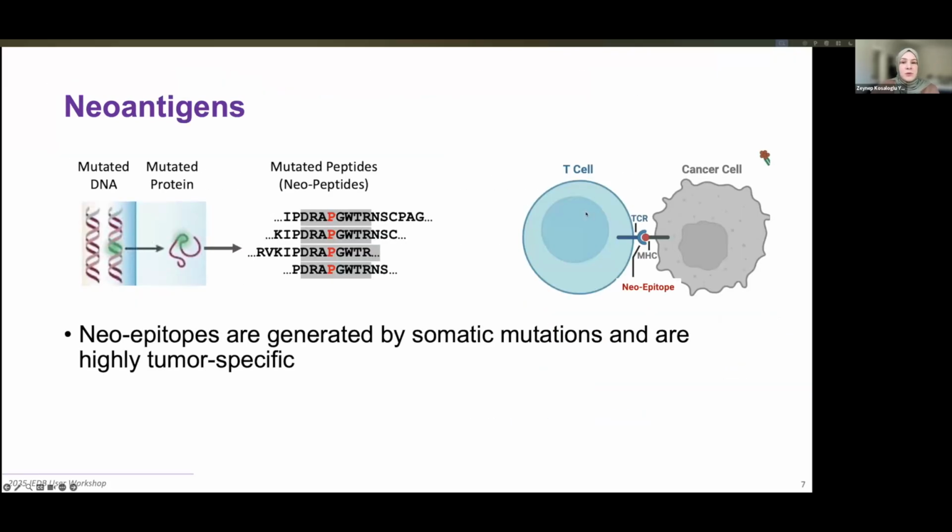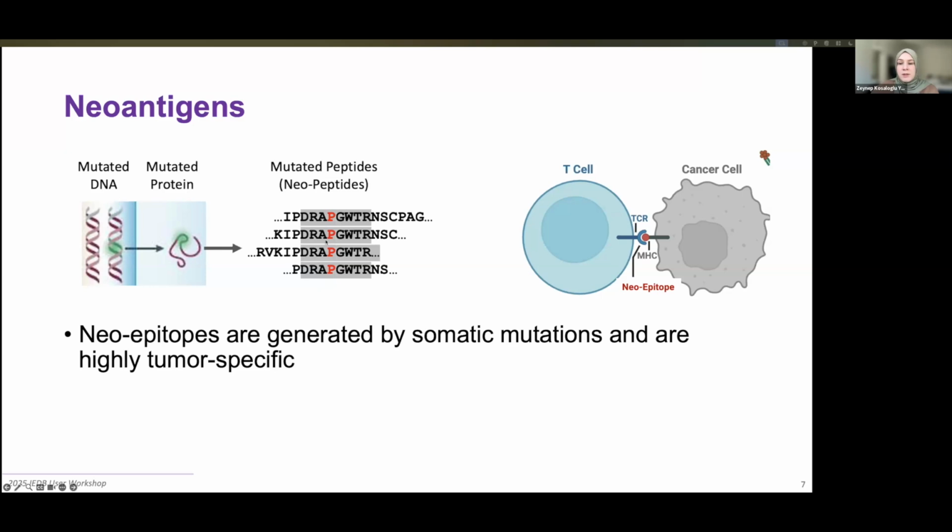So I'll now switch to the neoantigen meta-analysis with a brief introduction about neoantigens. Cancers accumulate mutations in their DNA so that they can acquire their cancerous capabilities and grow indefinitely. If a mutation is in a coding region, it can get translated into a mutated protein, and then it will get chopped up into mutated peptides, and these peptides are then called neopeptides.